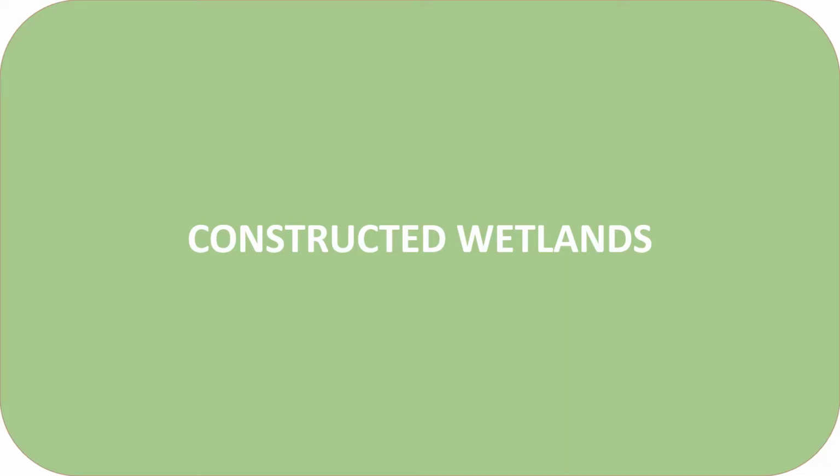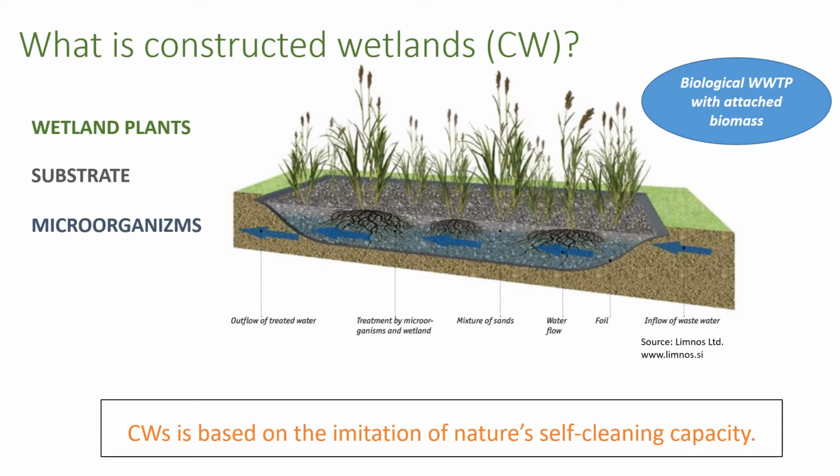Let's look now at constructed wetlands. A constructed wetland is a type of small wastewater treatment plant. It's a biological wastewater treatment plant with attached biomass. This means that wastewater is treated by microorganisms that are attached to the substrate and the wetland plant root system. Its operation is based on the imitation of nature's self-cleaning capacity.